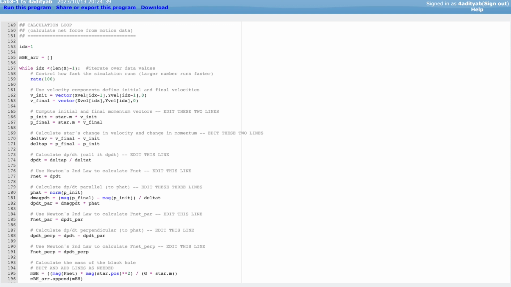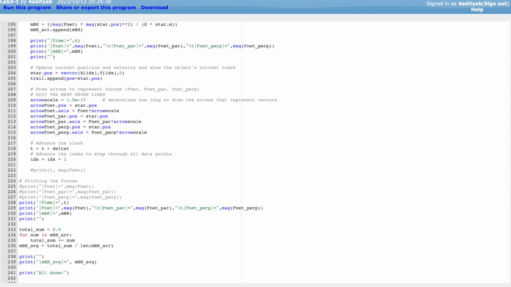equals dp dt perpendicular. Then I find the mass of the black hole at that instance by taking the magnitude of the net force and multiplying it by the magnitude of the star's position squared, and dividing by gravity times the star's mass. This is just the universal gravitation formula rearranged to find one of the masses. And then I append that to an array, which I'll be using to find the average value later.